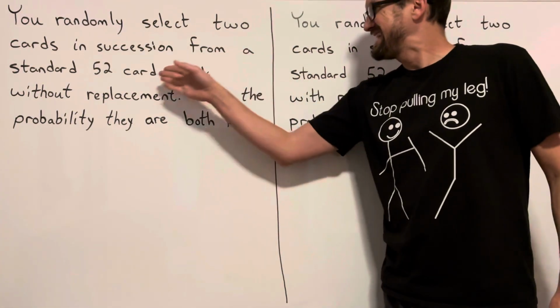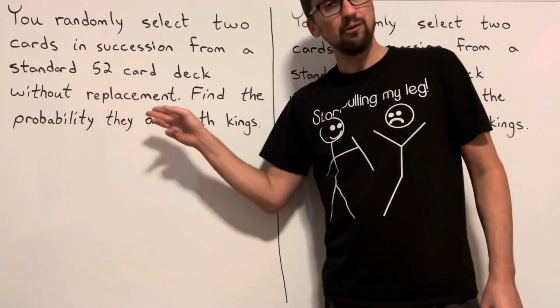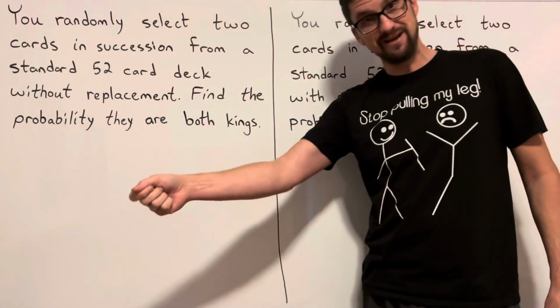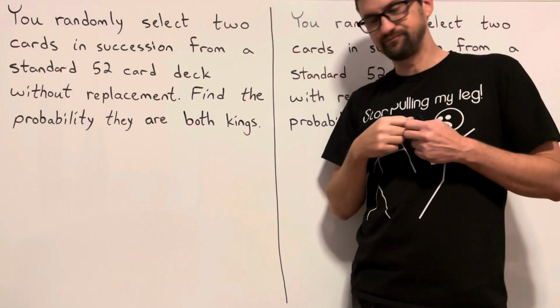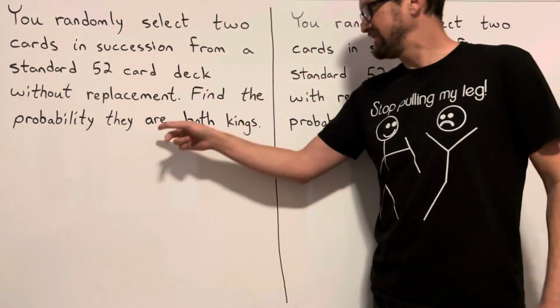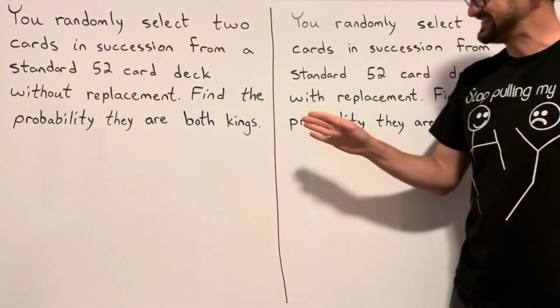We're drawing from a standard 52 card deck without replacement. Without replacement means when I pick the first card, I keep it and then I pick a second card. Find the probability that you end up with two kings.